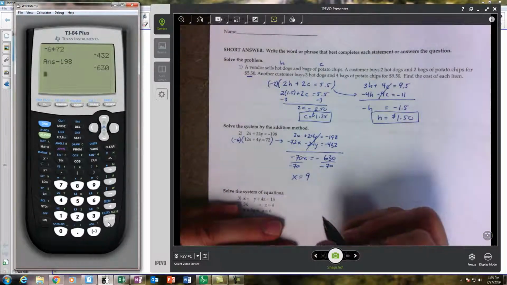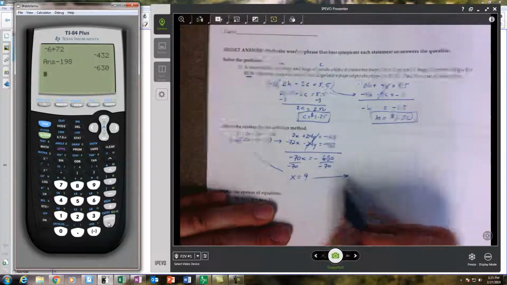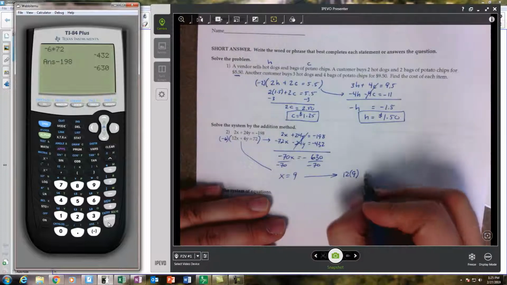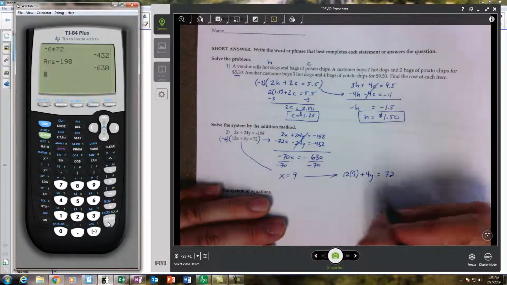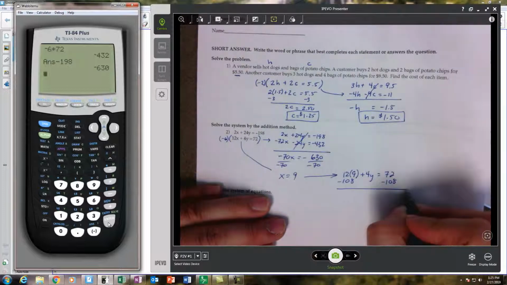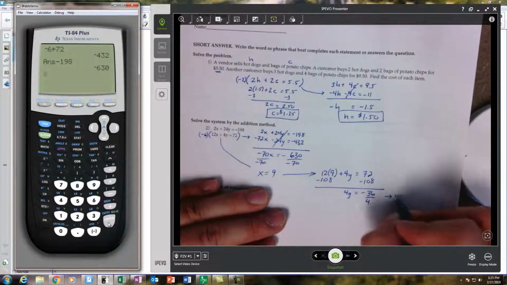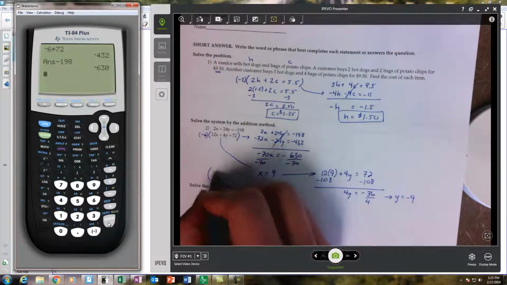Now to find my y value, I'm going to take one of these equations. Let's just take this one and say that 12 times my 9 plus 4y equals 72. 12 times 9 is 108, so I'm going to minus 108. And I get 4y equals -36. Dividing by 4, y equals -9. So my final answer, I'll just put it right over here, is 9 for x, -9 for y.